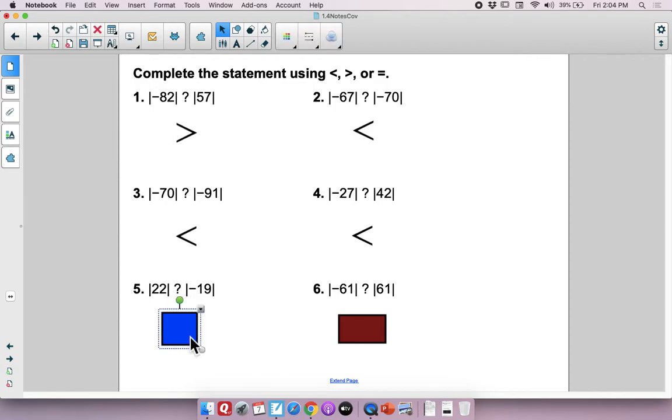So what you're seeing is the number that's further away, like if you think about it on a number line, it's the number that's the further distance away, whether it's to the left or to the right of zero. The one that's further away is the one that has the greater absolute value. In this case, it's equal, right?